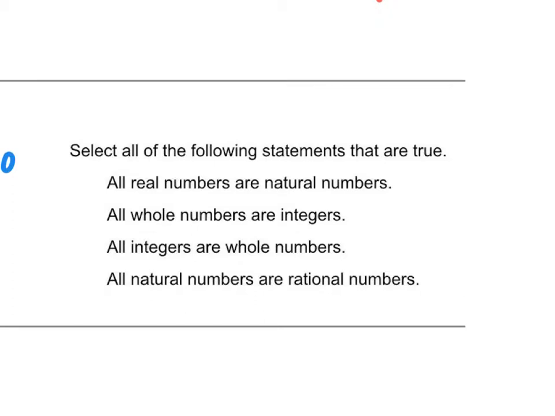Let's take a look at this question here. It says, select all the following statements that are true. All real numbers are natural numbers. No. All whole numbers are integers. This is true. All integers are whole numbers. That's false. All natural numbers are rational numbers. That's true. And this is false.